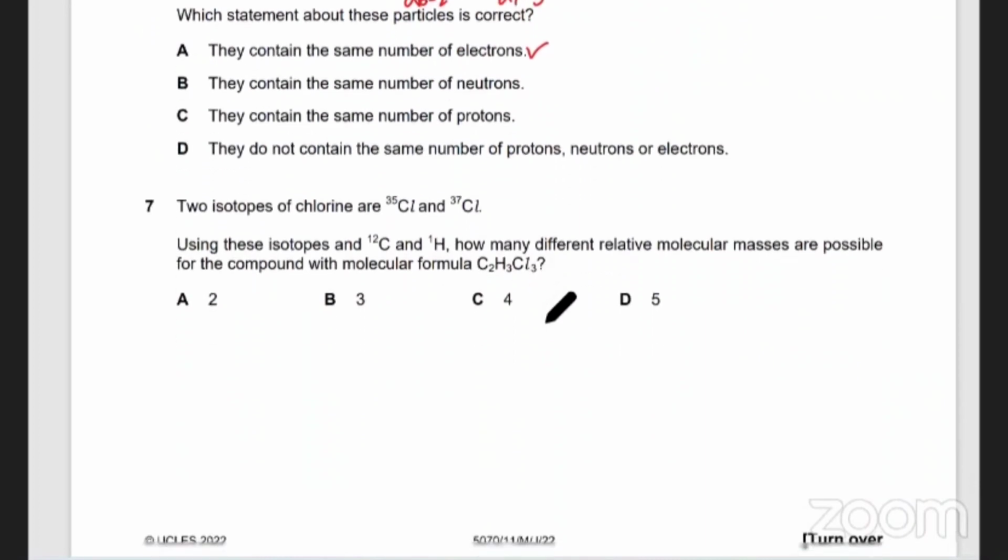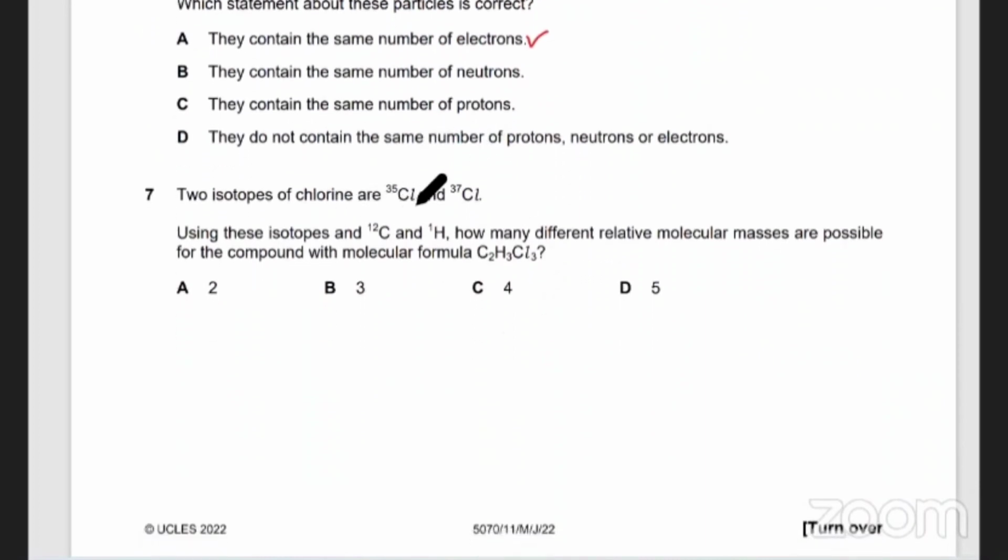Moving ahead. There are two isotopes, and it says that Cl can have two isotopes, and they can have different neutrons, right? So one is 35, the other one is 37. Use these isotopes and carbon-12 and hydrogen-1.